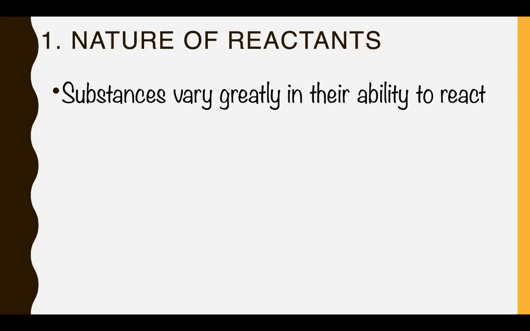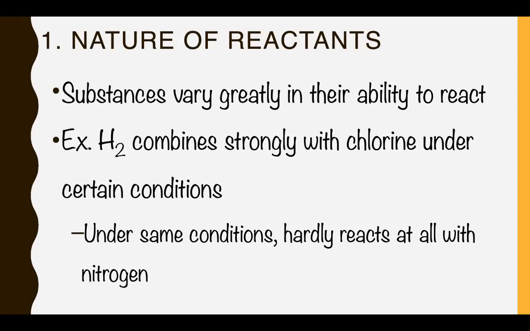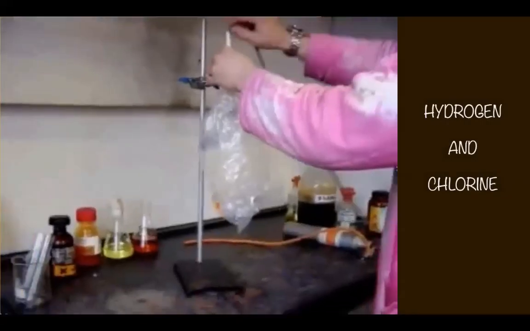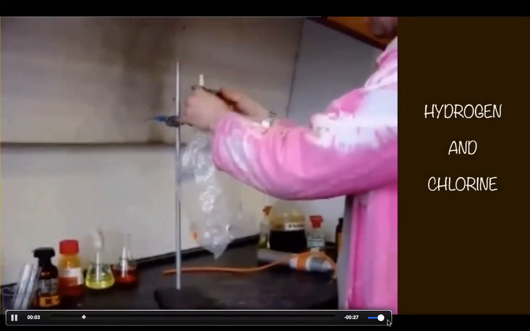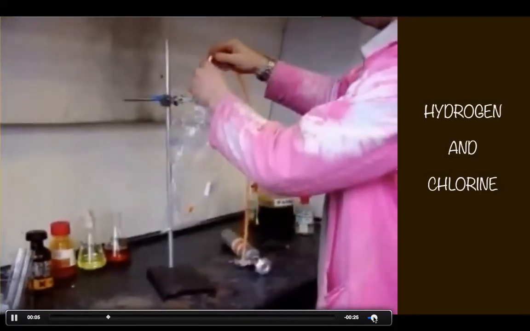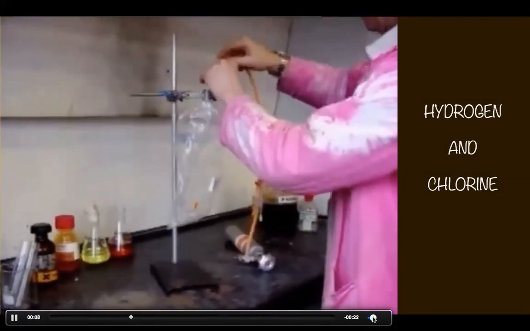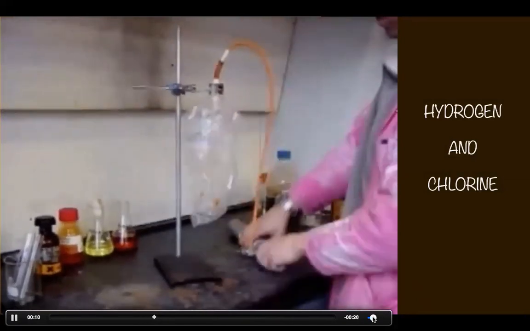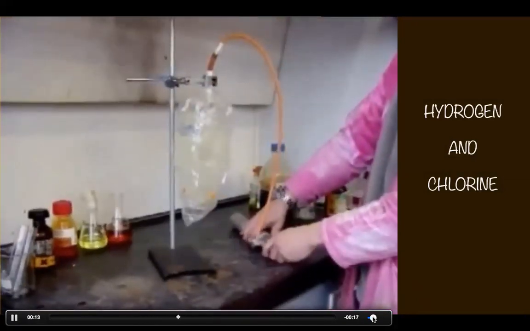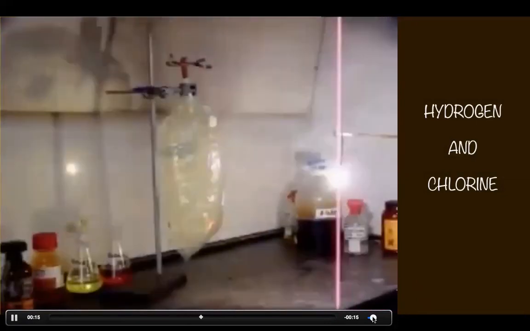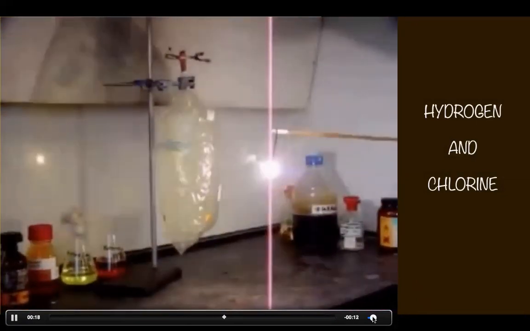Now, different substances are going to have different abilities to react. For example, hydrogen combines strongly with chlorine under certain conditions, but under the same conditions, it hardly reacts at all with nitrogen. So this is a reaction between hydrogen and chlorine. So that greenish color you're seeing, the yellowish green, is chlorine gas.